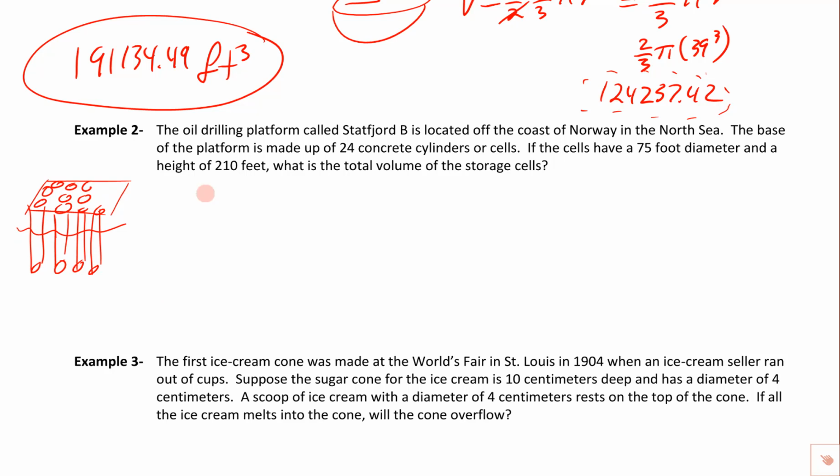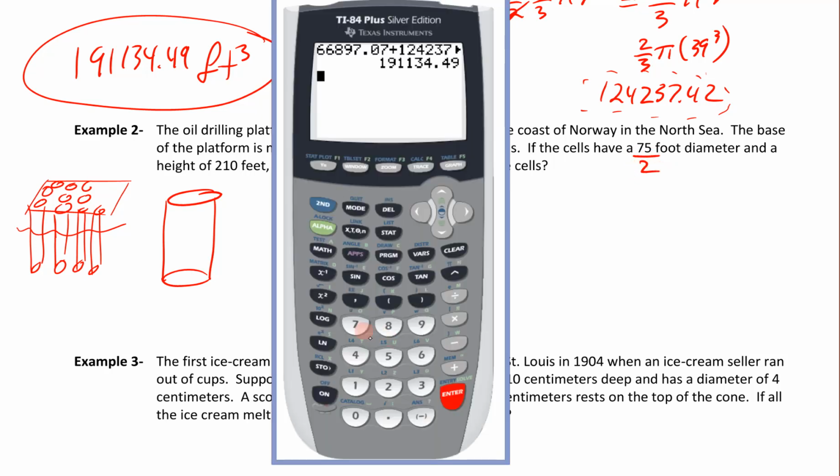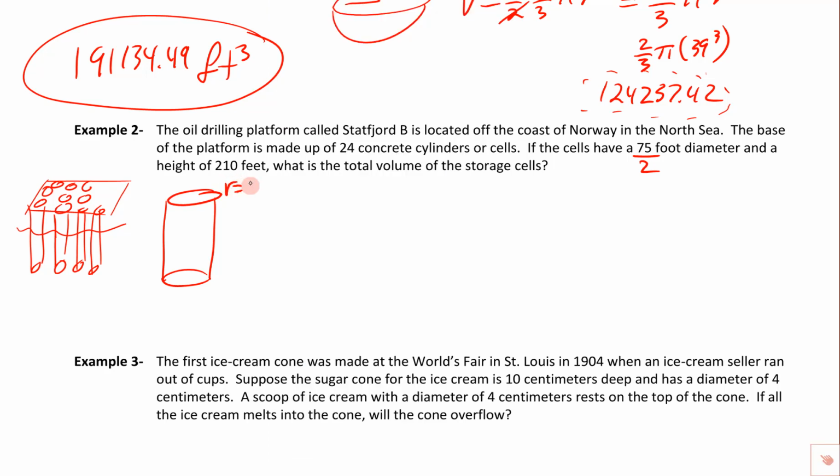So here's what we've got. We've got cylinders that look like this. Okay, and it says they are 75 feet in diameter. So we're going to divide that by 2. So let's take 75 and divide by 2. You might know what this is, 37.5. So that means the radius is 37.5 feet, and they're 210 feet tall.